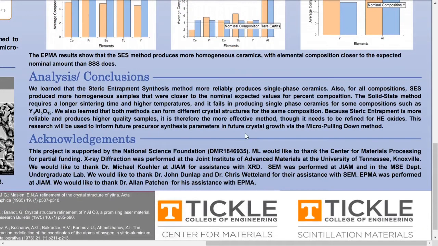Overall, we learned that the steric entrapment synthesis method more reliably produces single-phase ceramics. Also, for all compositions, steric entrapment synthesis method produced more homogeneous samples that were closer to the nominal expected values for percent composition. The solid-state method requires a longer sintering time and higher temperatures, and it fails in producing single-phase ceramics for some compositions such as the yttrium aluminum garnet. We also learned that both methods can form different crystal structures for the same composition. Because steric entrapment is more reliable and produces higher quality samples, it is therefore the more effective method, though it needs to be refined for high-entropy oxides.